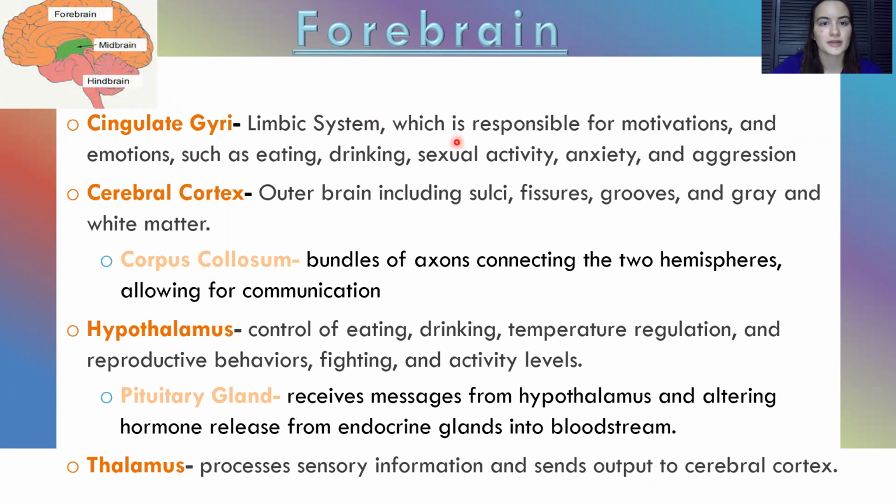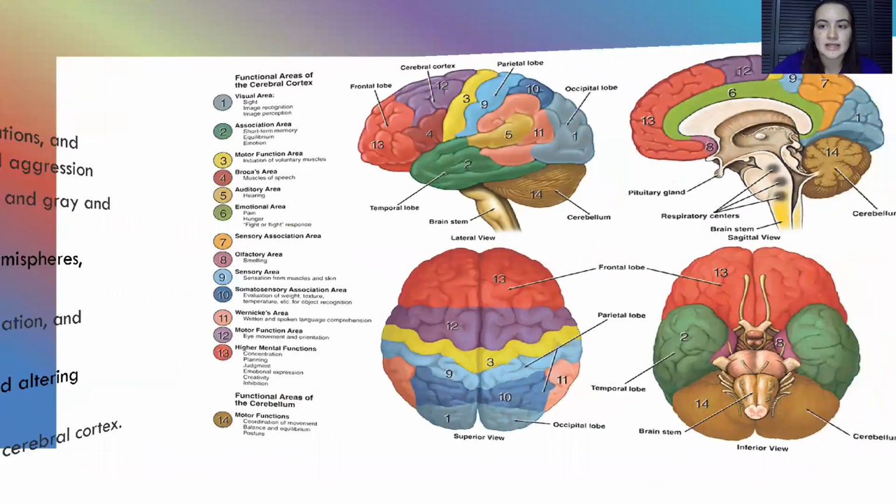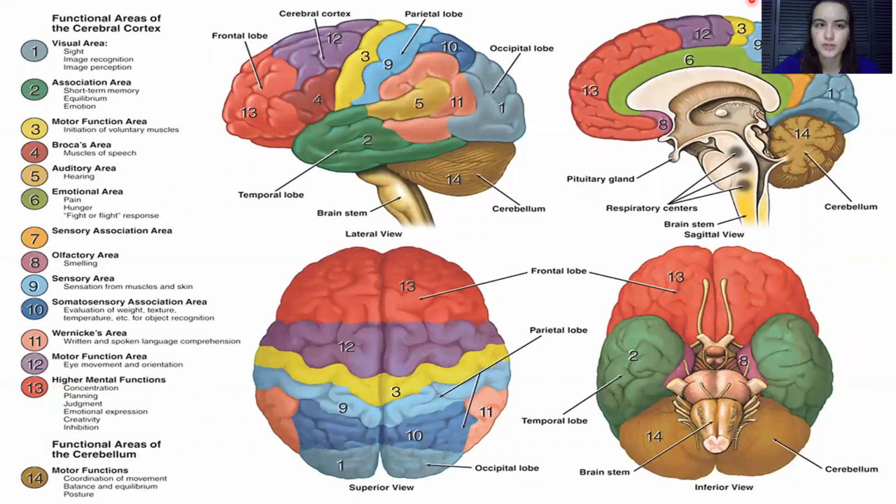Okay, so the cingulate gyri, it's part of the cerebral cortex. It's also part of the limbic system, and it's responsible for motivations and emotions such as anxiety and aggression. It plays a role in sexual activity, in eating, and drinking. So your cingulate gyri is going to be in this green area here. And like I said, it's part of the cerebral cortex.